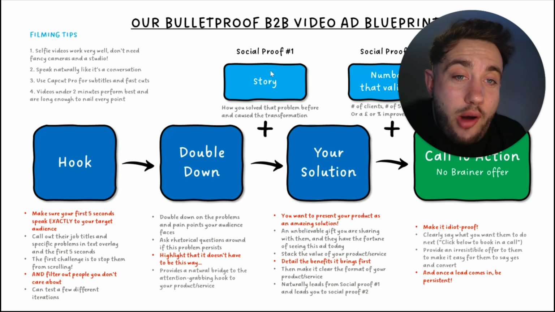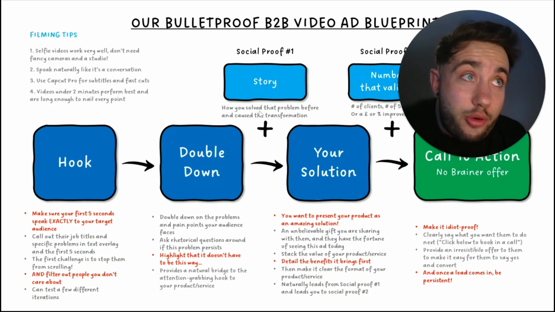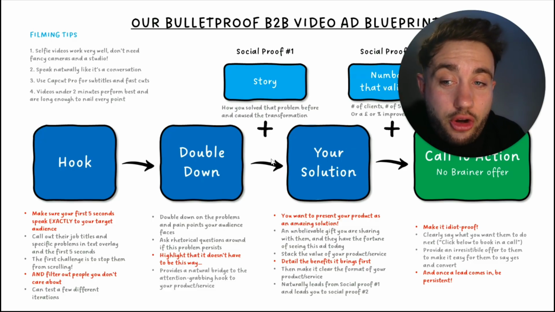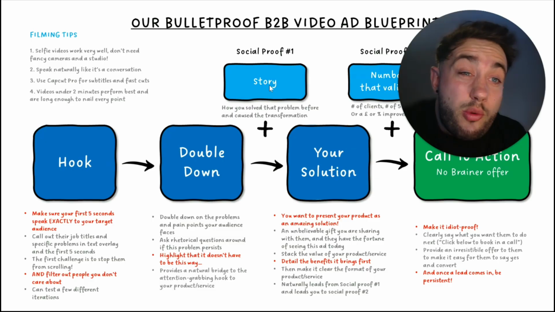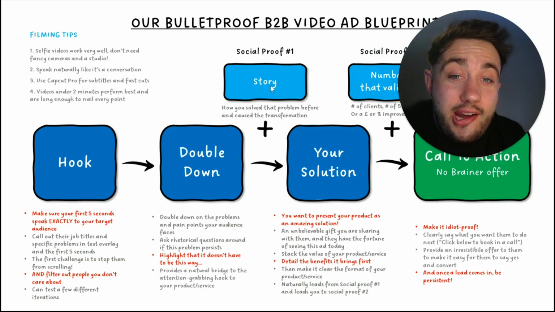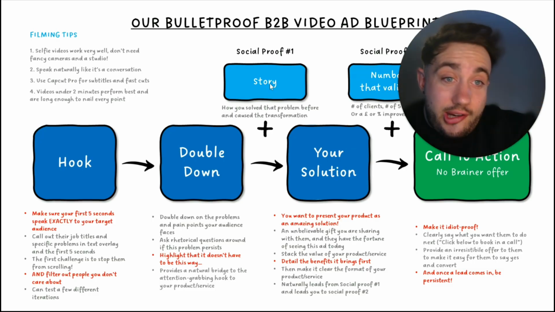What we see works really well is 2 elements of social proof. The first initially is a quick story of how you solve the problem you're doubling down on, the problem you're addressing. You solved that before for Steve and it caused this transformation in his business. So you're talking about the hook, you're doubling down and you go, look, we've actually solved this problem before for Steve, introduce Steve, and before he was facing X, Y, and Z issues, which relate to the same issues you talked about first.